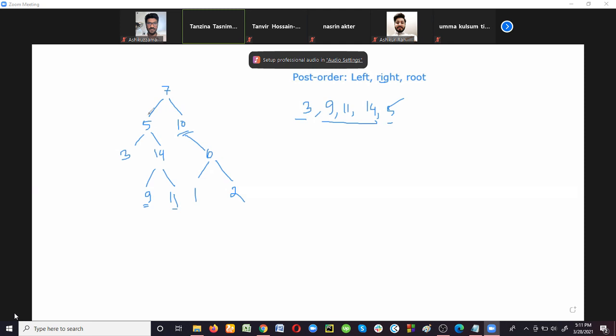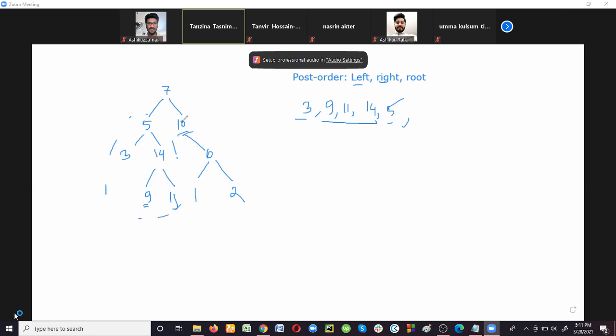Now the left subtree is done. We have traversed all the elements from the left subtree. After that we can take 7 because the sequence is left, right and root. So after traversing the left subtree, traverse the right subtree. And this one is our right subtree.